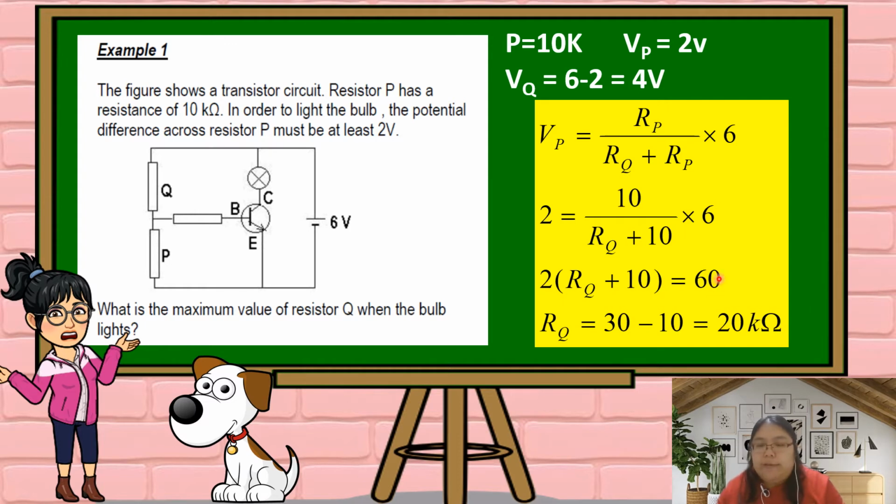Okay, so from here, the 2, I bring here. Using 60 over 2, it becomes 30. So from here, I want to find RQ. 30 minus 10 is equal to 20 kilo ohm. So finally, I make a conclusion. Resistance for Q is 20 kilo ohm. For P, just now we had 10 kilo ohm. So this one is the resistance Q and also P. The voltage divider: VP is 2 to light the bulb. So VQ is how many? VQ left is 4 volt. Okay, so this is one of the calculations.